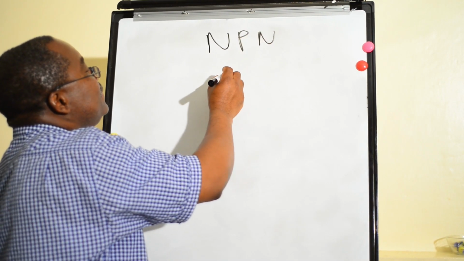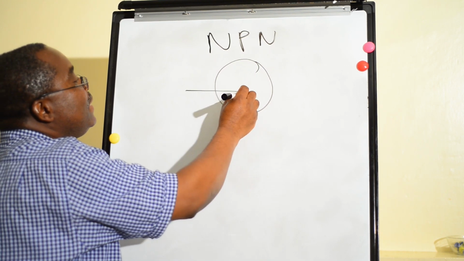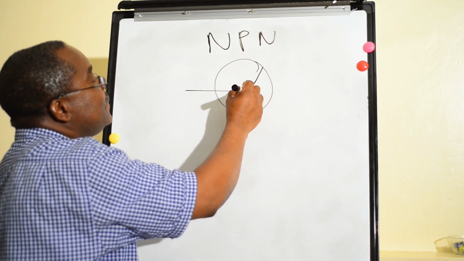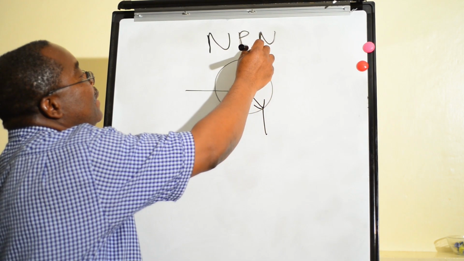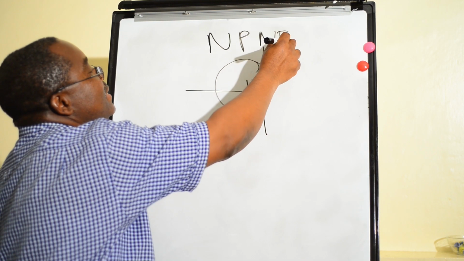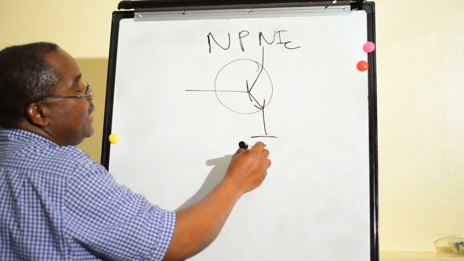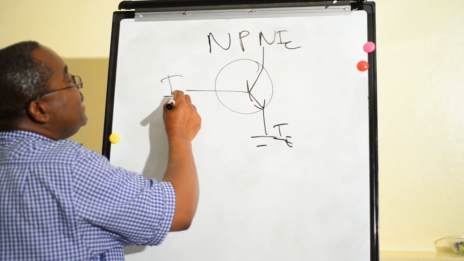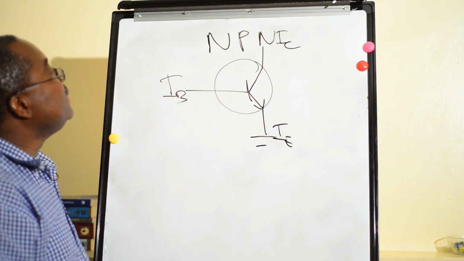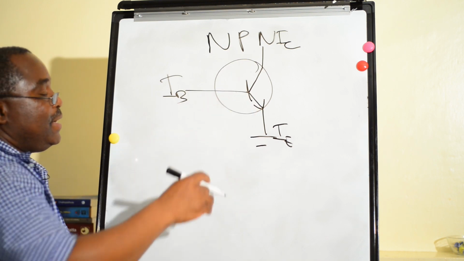We start with a circle, and then we have our emitter here. We have our IC, the collector current. We have our emitter current here, and we have our base current here. This is an NPN transistor. The arrow is going outward.